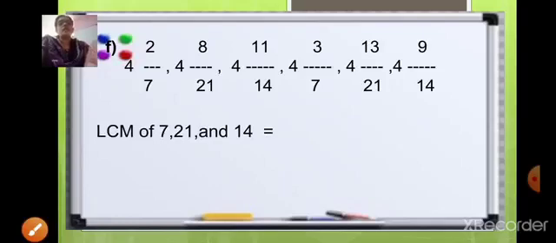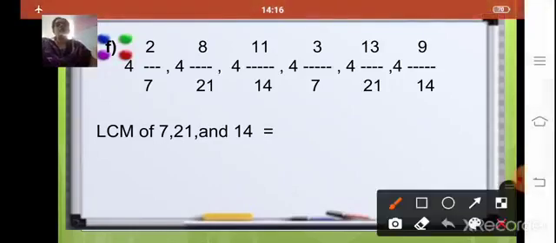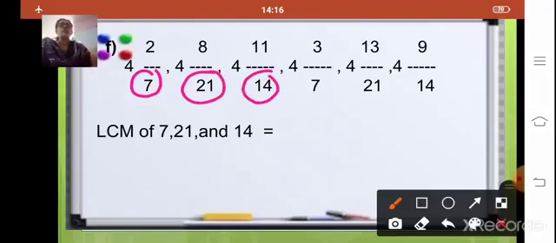So when we take only the fractions, your denominators are 7, 21, 14. Again 7 is repeated: 7, 21 and 14. So in that case, we will take the LCM of 7, 21 and 14.